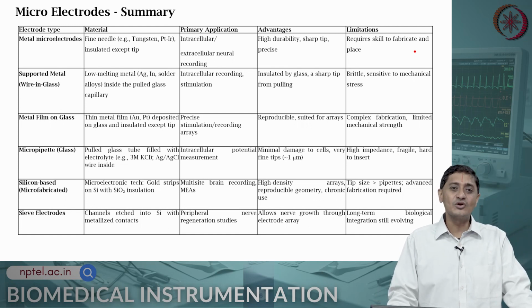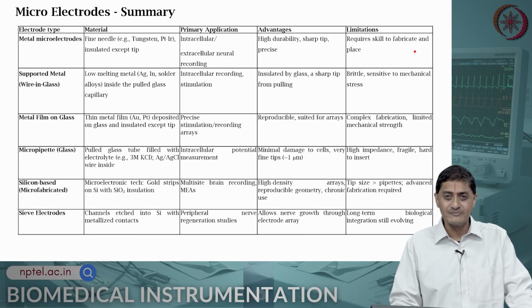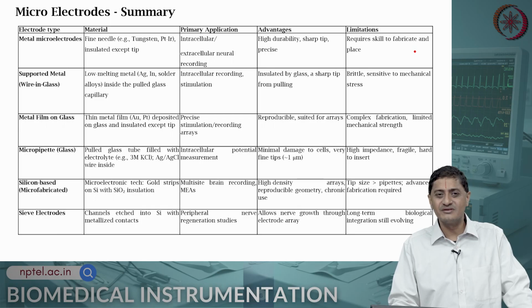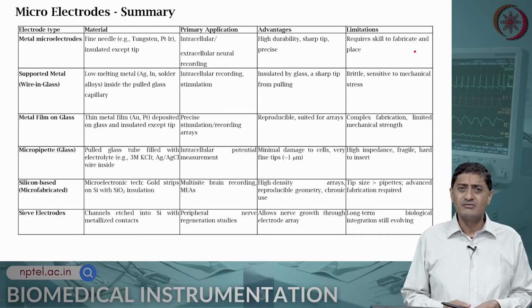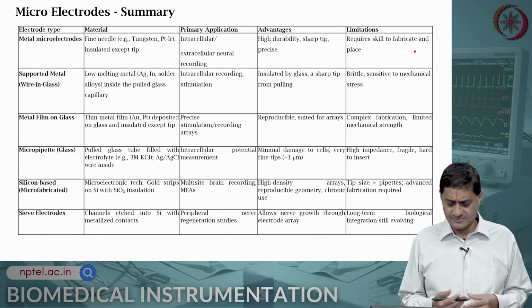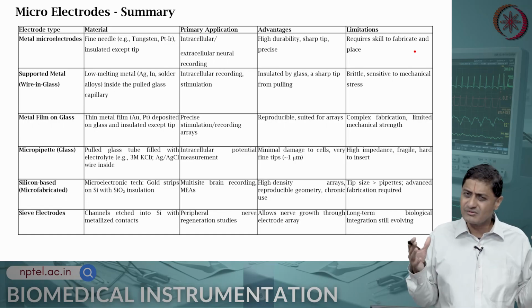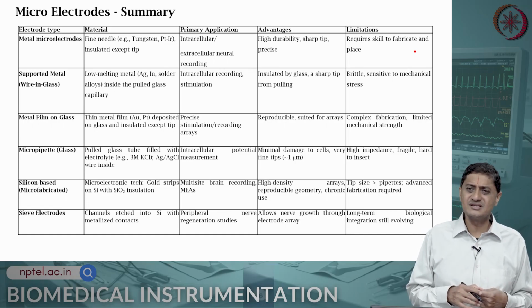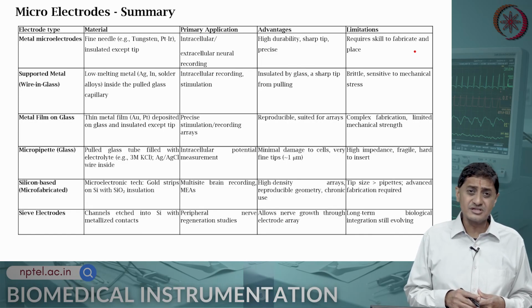Then you have microelectronics based or microfabrication techniques based microelectrodes, or silicon based microelectrodes. In this case, what you use is microelectronic technologies. Use gold strips on a silicon substrate with silicon dioxide insulation, right? This is quite frequently used for multi-electrode recording arrays or multi-site brain recording. The advantage is high density arrays of reproducible geometry, chronic for a long time. The limitation is that the tip size is definitely greater than the micropipette case, and fabrication technology is definitely an advanced technology.